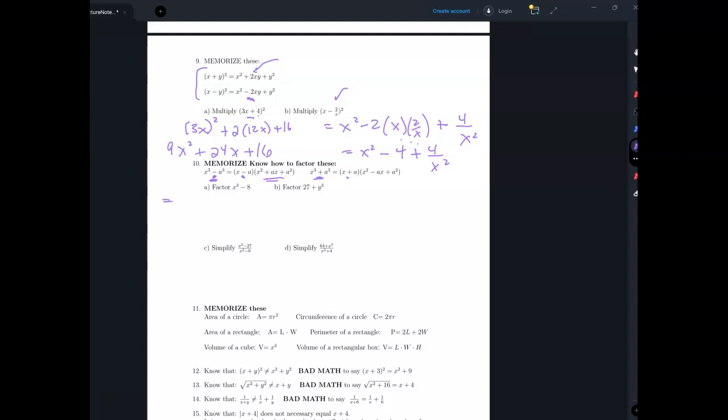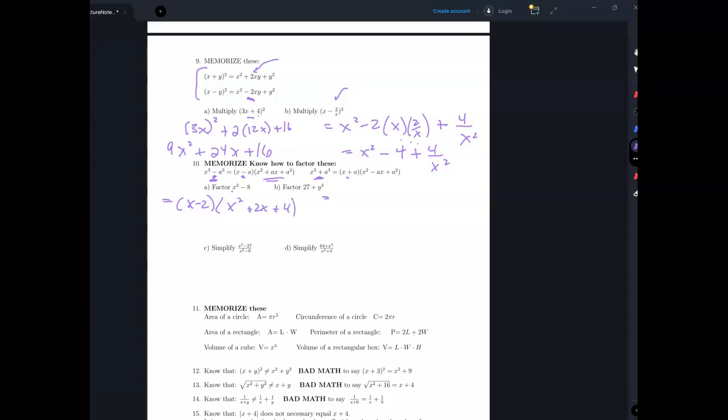So this would be x cubed minus 2 cubed. So this would be x minus 2. Then I'd have x squared, and then the 2 times the x, so it would be positive 2x, and then plus the 2 squared, which is 4.